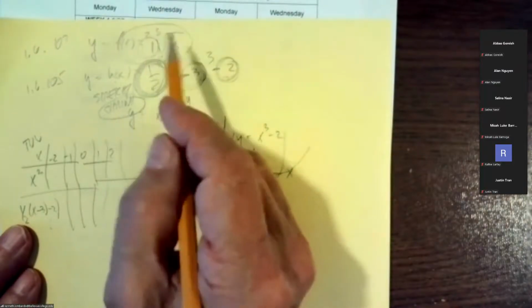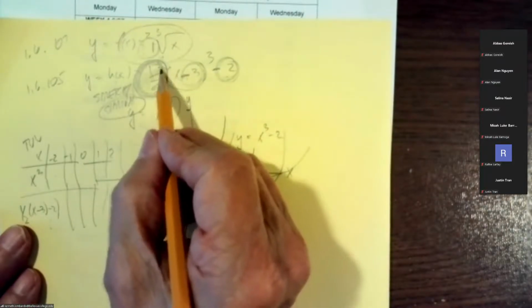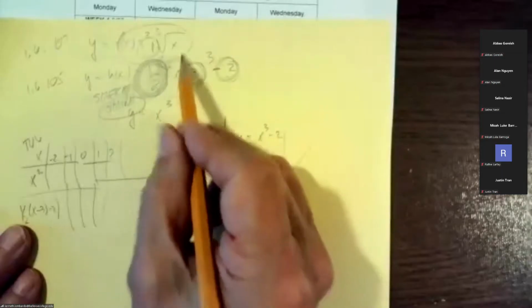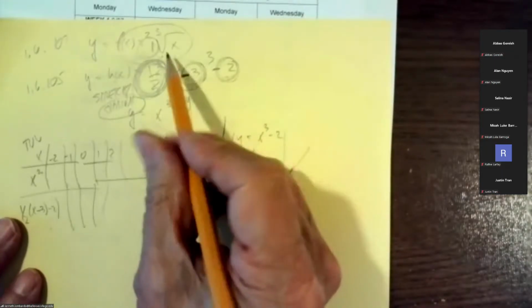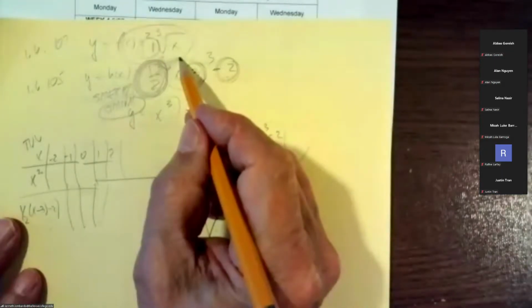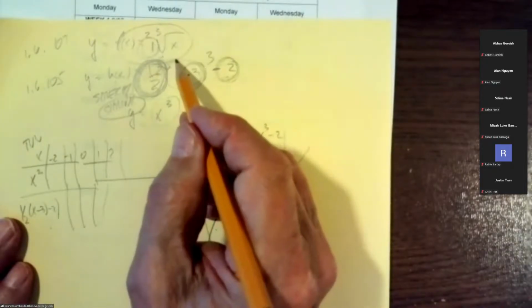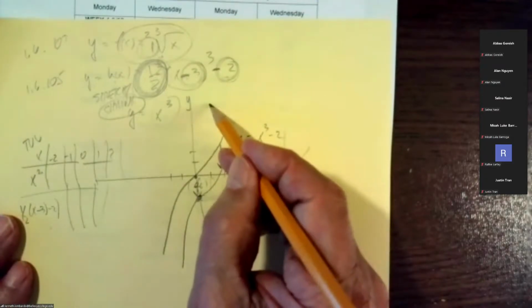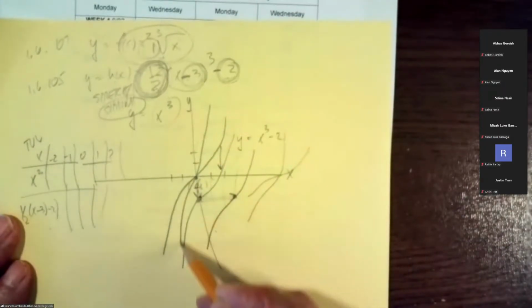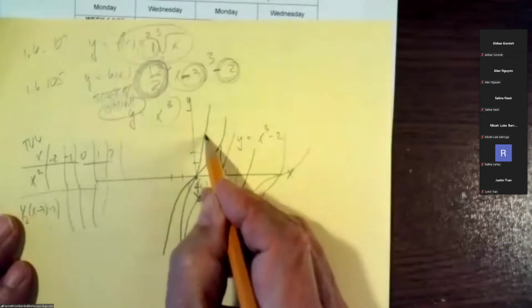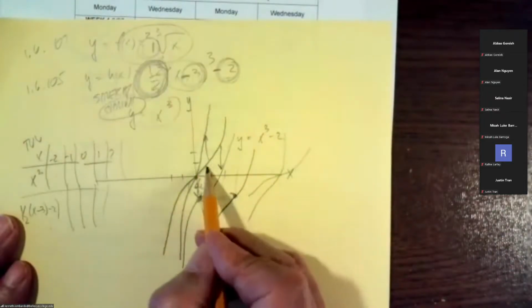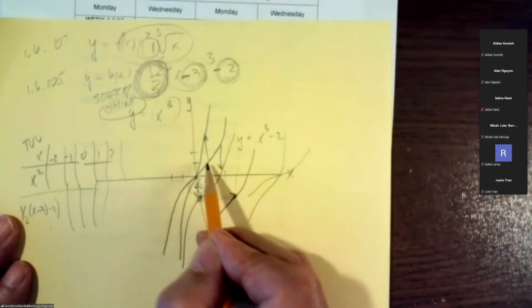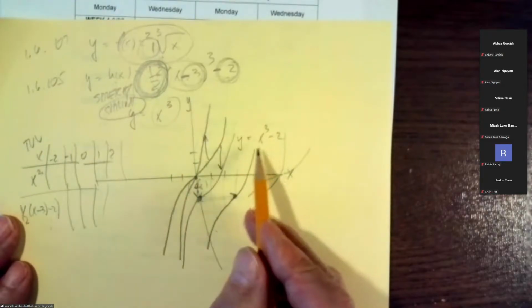So if we made this a 2, for instance, instead of 1/2, then we would double the amount that we come up with. If we come up with a 5, we would double that, come up with a 10. If we come up with an 8, we double that, come up with a 16. So we'd find that it's going steeper. So if we multiply by something greater than 1, we make it steeper. Something less than 1, we make it shallower.